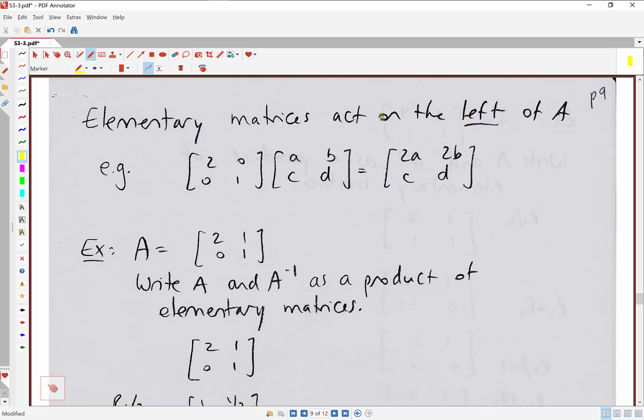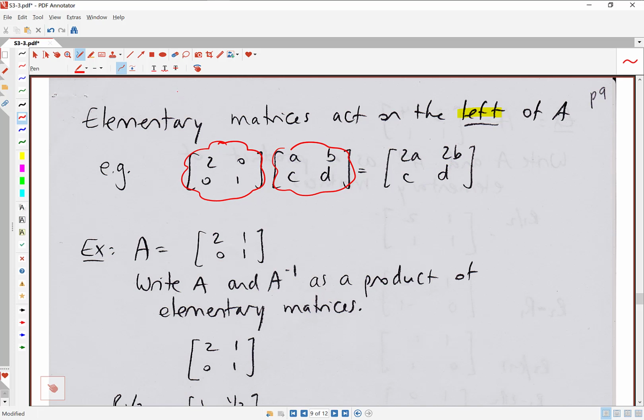Now, elementary matrices act on the left of a matrix A. So for example, here we have an elementary matrix, and this elementary matrix here encodes the operation taking 2 times row 1. So if we let this elementary matrix act on the matrix A, B, C, D, just multiply the matrices together, you'd have 2A, 2B, C, D. And so sure enough, this elementary matrix multiplies with A and actually performs that row operation.